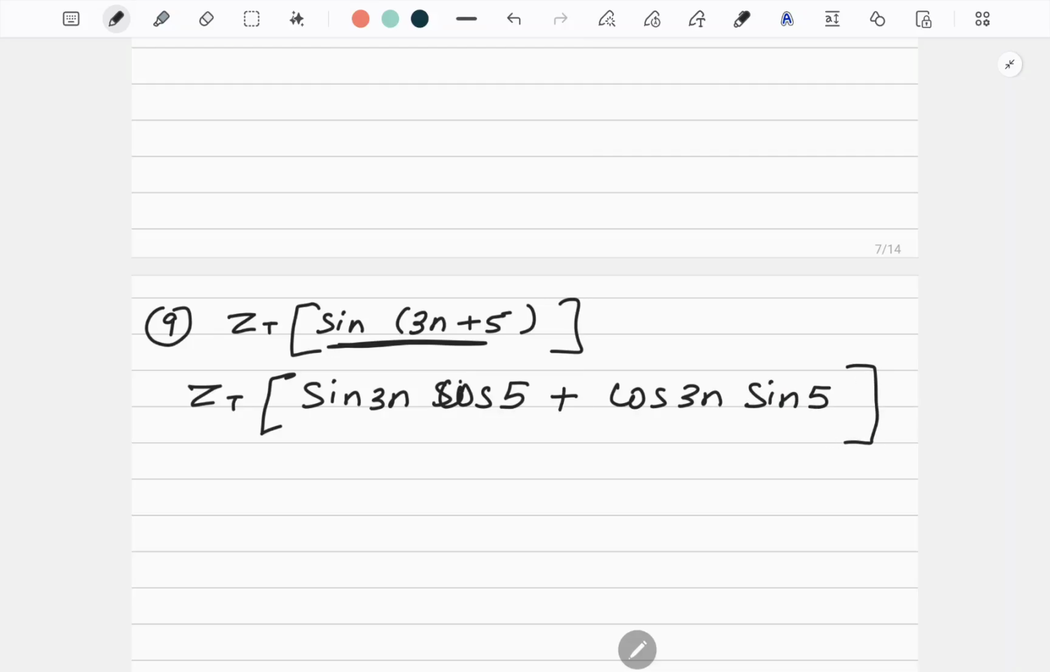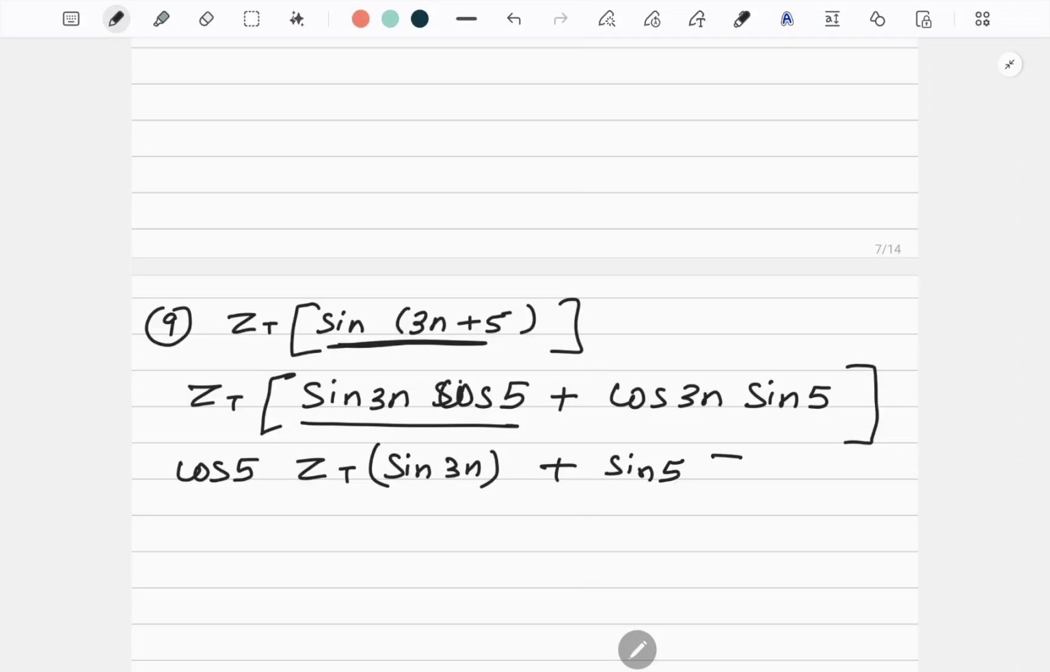This is plus. Okay, in sine plus sign is there. Now in these two terms, cos 5 is constant, take it out. Z transform of sine of 3n plus sine 5 is constant, take it out. Z transform of cos 3n. Okay, now again I will apply the formula of sine n theta and cos n theta.